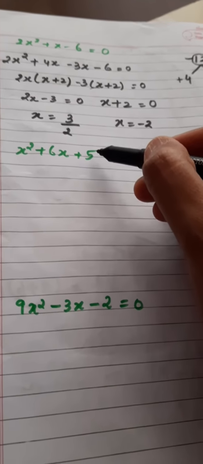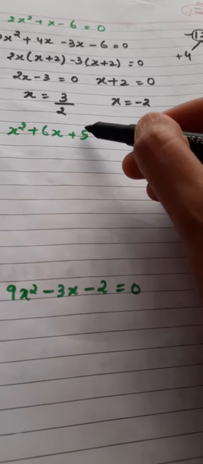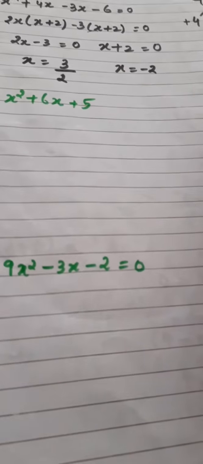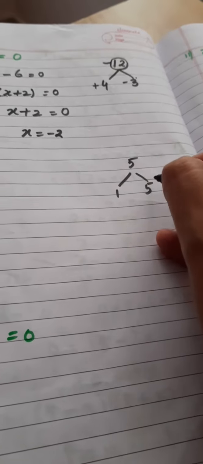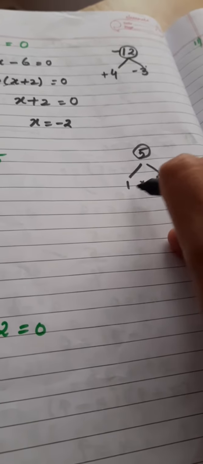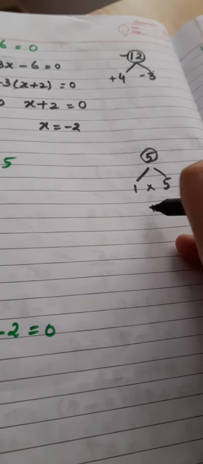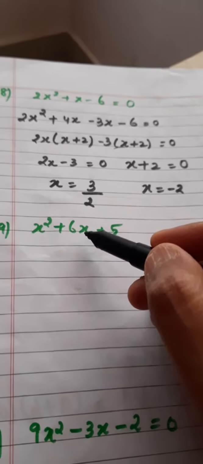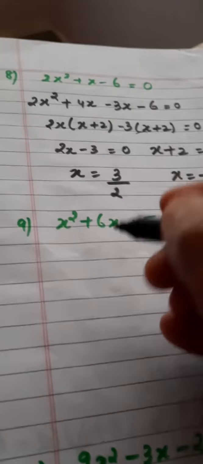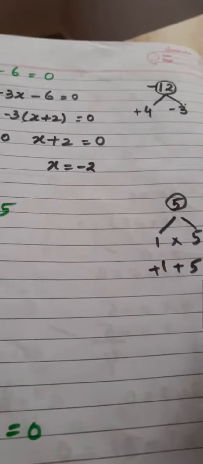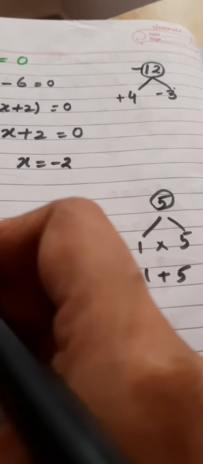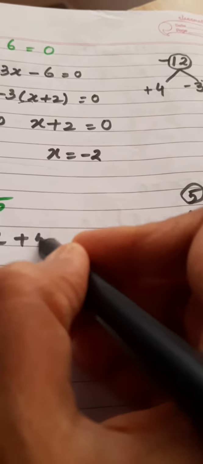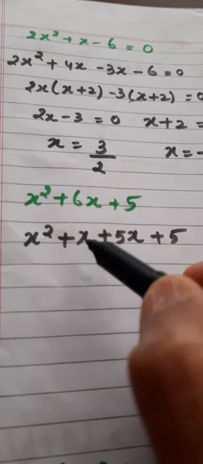So here the coefficient c is 5 and there's no coefficient over the x square part, so it's just 5, which we can write as 1 into 5. So the product we get when we do 1 into 5, and when we do addition of the same, we should get this value. Both are positive, so both are positive integers. So this we can write as x square plus x plus 5x plus 5.